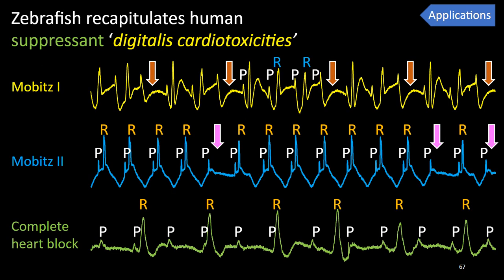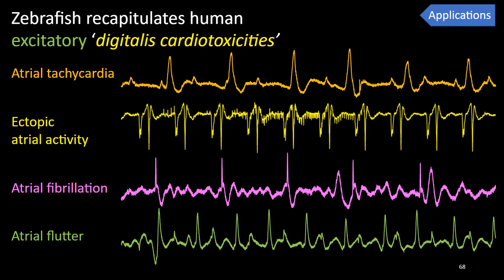Human DIG cardiotoxicities can be divided into 3 categories. First, DIG suppressant toxicities on AV conduction are due to increased vagal tone, causing second-degree AV block, Mobitz 1 and 2, as well as complete heart block. Second, DIG excitatory toxicities are due to increased intracellular calcium, causing increased automaticity, resulting in atrial and ventricular tachycardia, ectopic activity, and atrial fibrillation.